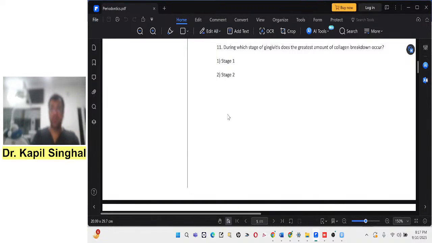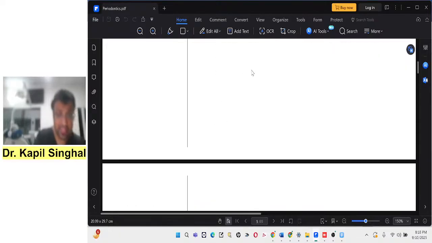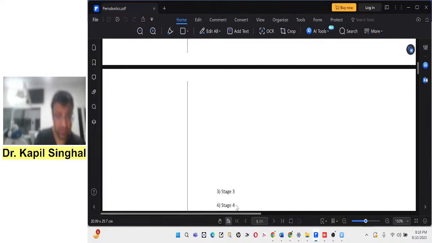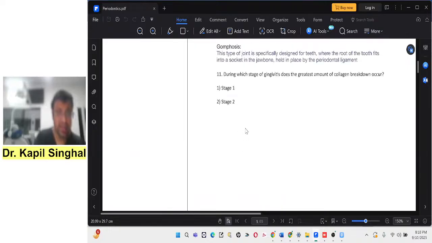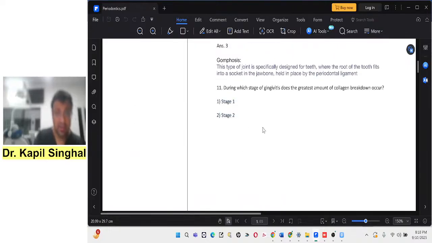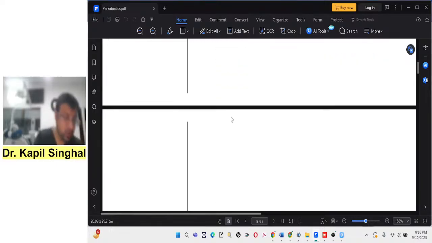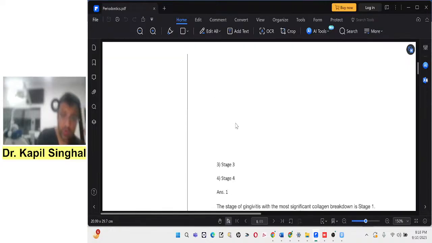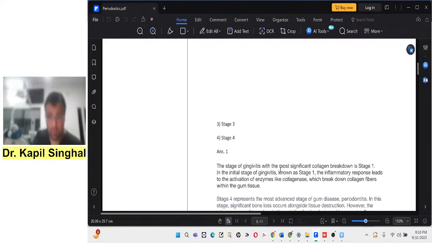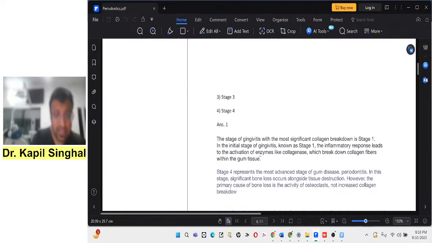Now, looking at the question, we feel stage 4 is the most dangerous because it has the most bone loss. Stage 4 would be the answer? Please remember, stage 4 would not be the answer. The answer here would be stage 1, because this is the stage when the collagenase enzyme is active and it will lead to breakdown of the collagen. In stage 4 the destruction is greatest, but that is because of osteoclasts. Collagen breakdown is greatest due to the collagenase enzyme, which happens in stage 1. Please remember this. So the answer here would be stage 1, not stage 4.